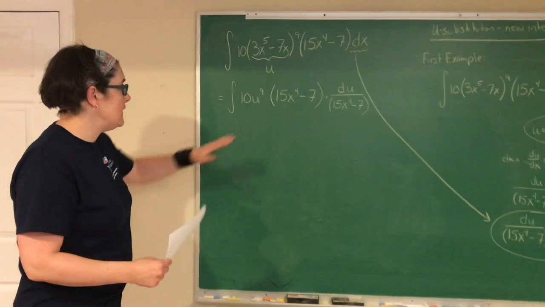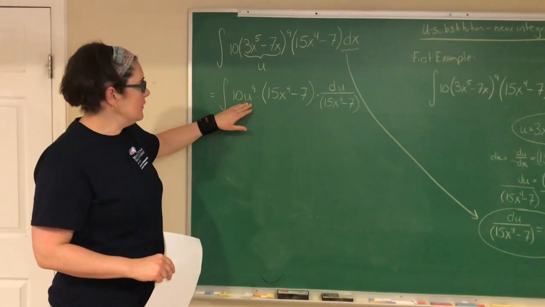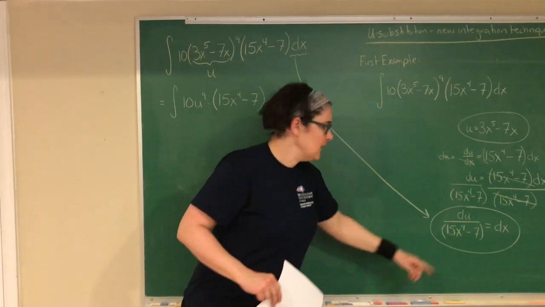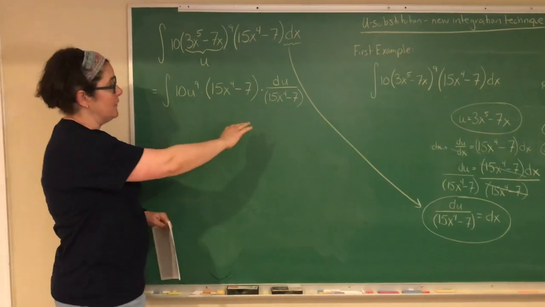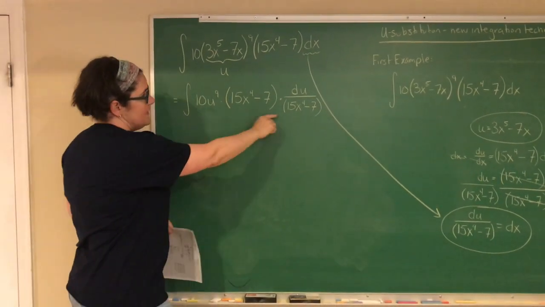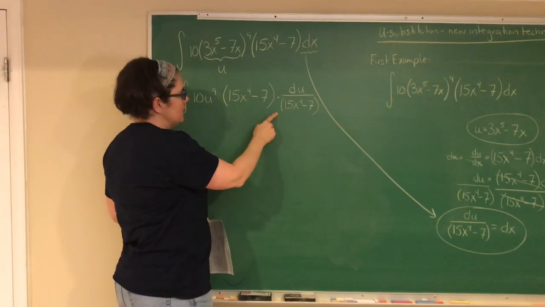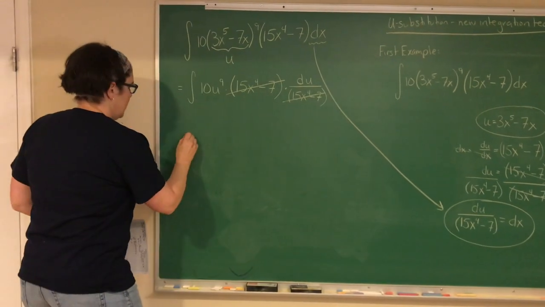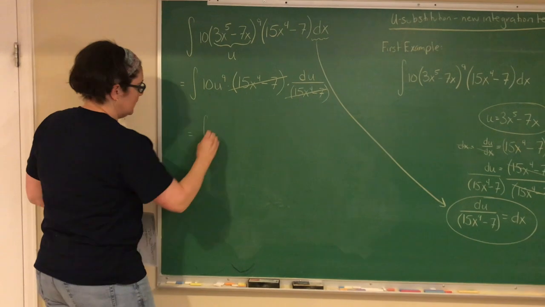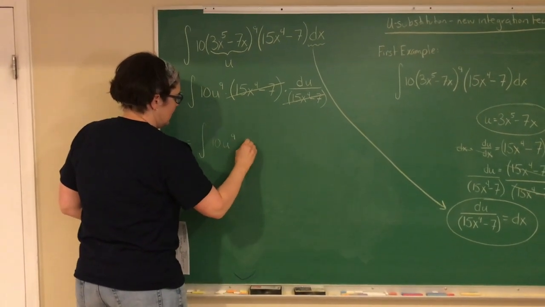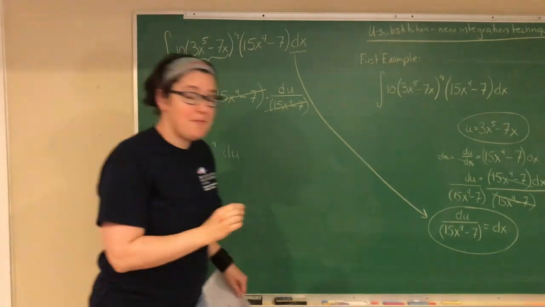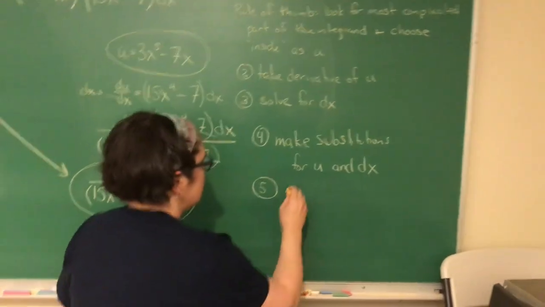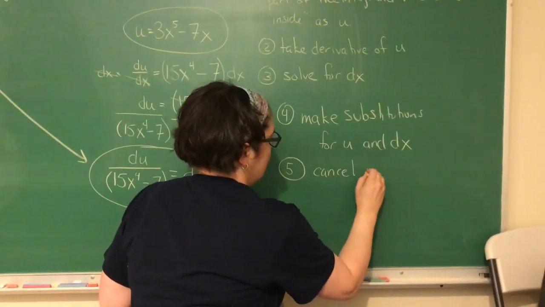Okay, so after we made these substitutions, we substituted in for u, and we replaced dx with du over 15x to the 4th minus 7, then the next thing we want to do is try and clean this up. So when I look at what's going on here, I see a 15x to the 4th minus 7 in the denominator, and one that's part of the numerator as well, which means that these guys can cancel. And what that leaves us with is the integral of 10 u to the 9th du. So step 5 is to cancel and simplify.